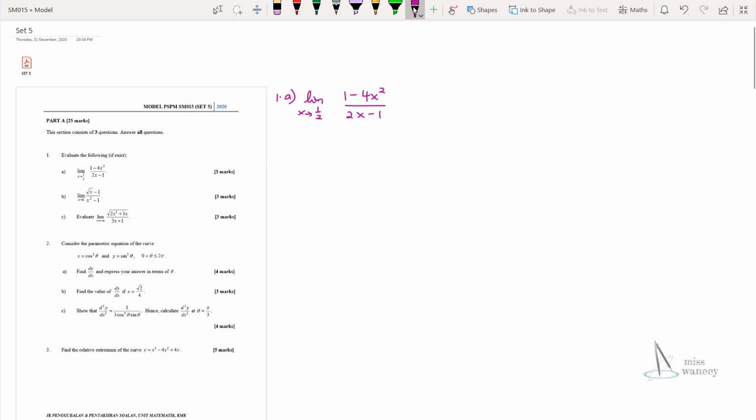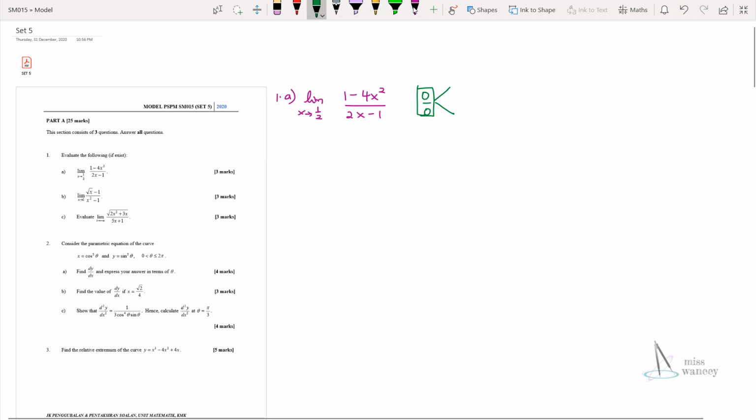Okay, so basically if we try to substitute x with half, we get half squared, which is 1 over 4. 4 times 1 over 4 is 1. 1 minus 1 becomes 0. 2 times half is 1. 1 minus 1 is also equal to 0. So I will end up with 0 over 0.